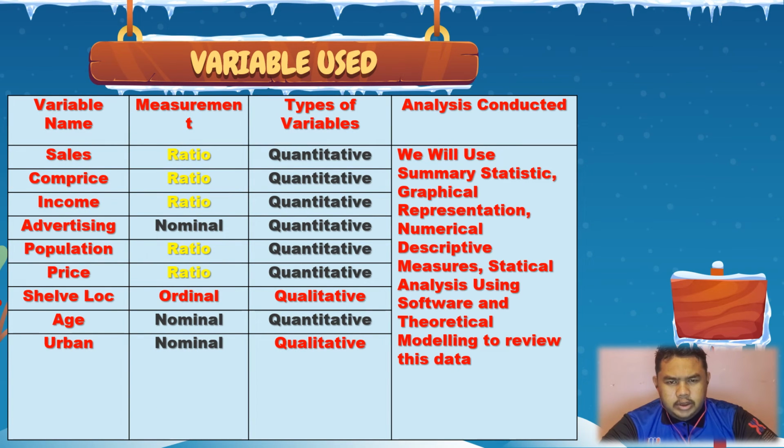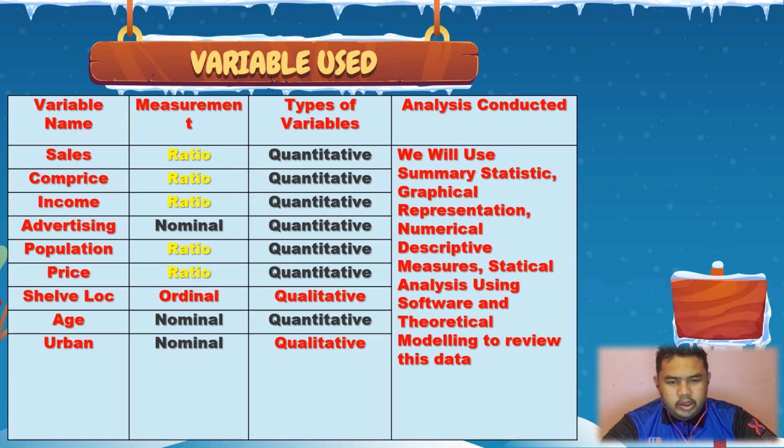The next slide is about variables used. Variable name, sales, measurement, ratio, type of variable, quantitative. For income, measurement is ratio, type of variable is quantitative. For advertising, measurement is nominal, type of variable is quantitative. For population, measurement is ratio, type of variable is quantitative.